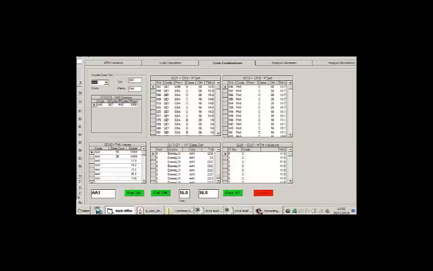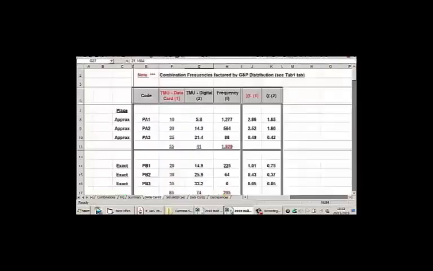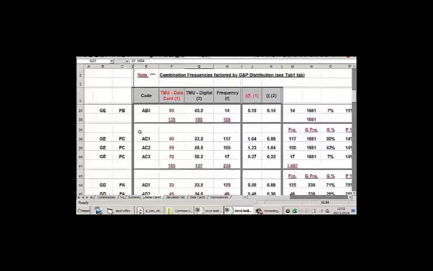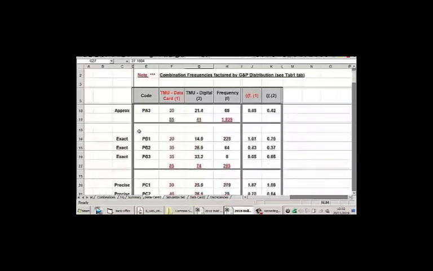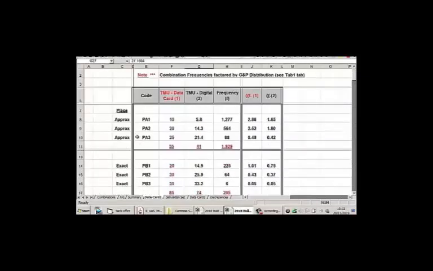So let's now look at the overall summary of these calculations by going to this chart here. All of the calculations are summarized on this chart. We have 9 for place and 18 for combinations of get and place. You may well not have noticed, but there is quite a discrepancy between the data card value and the digital TMU value.